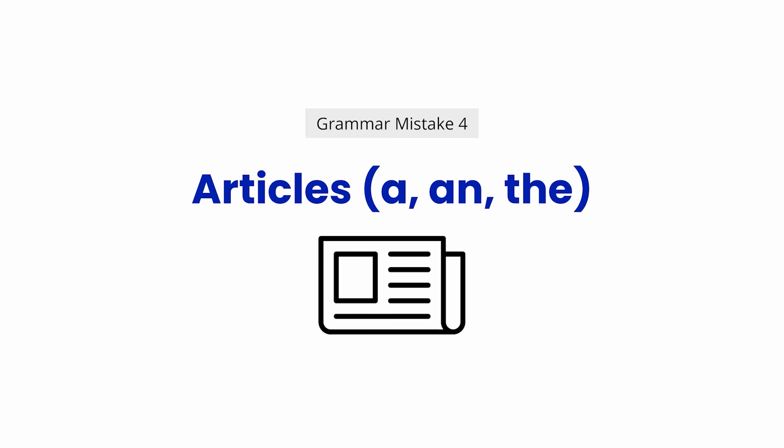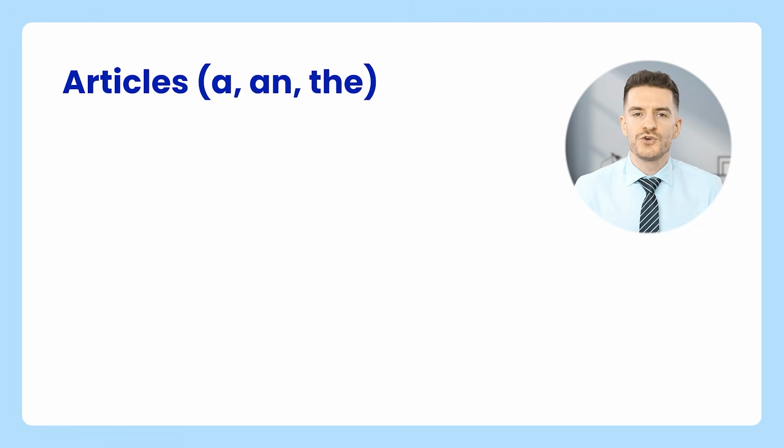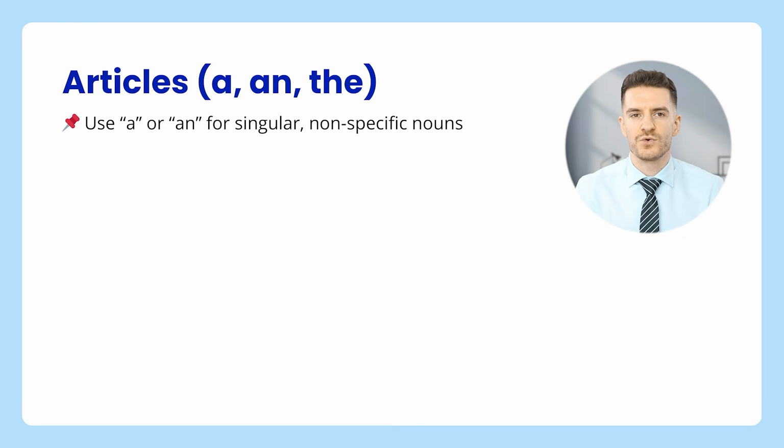Articles, a, an, and the. When it comes to the use of a, an, and the, there are many different rules and things you need to learn and understand, but I'm just going to quickly show you the very basics of articles. So when it comes to a and an, we use those for singular, non-specific nouns. And that's one of the keys there. It's a non-specific noun, so it could be anything. It's not a specific noun.